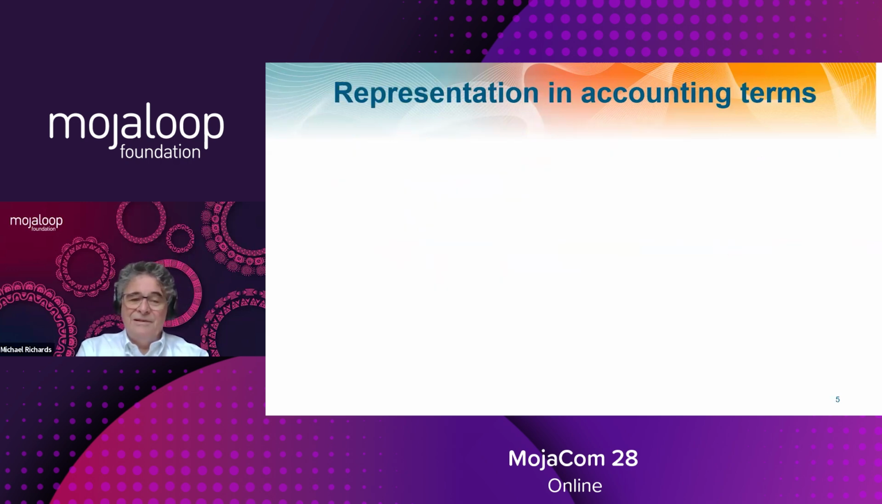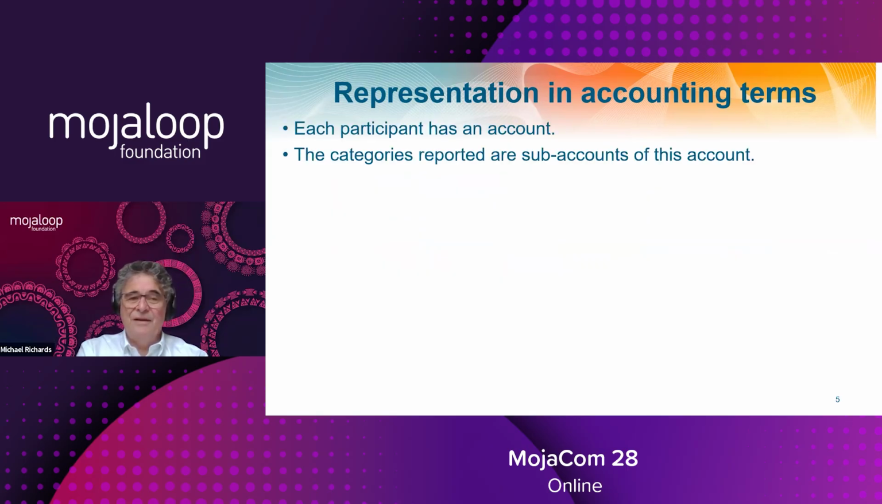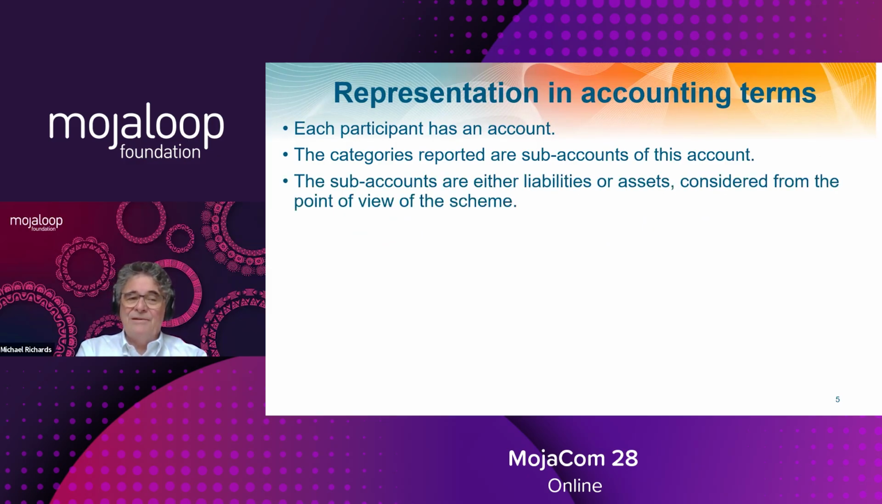Now, in accounting terms, we're going to say each participant has an account. The categories that we report, the categories that we've just been talking about, are sub-accounts of this account. And the sub-accounts are either liabilities or assets. And you remember I said that they would be liabilities or assets considered from the point of view of the scheme.